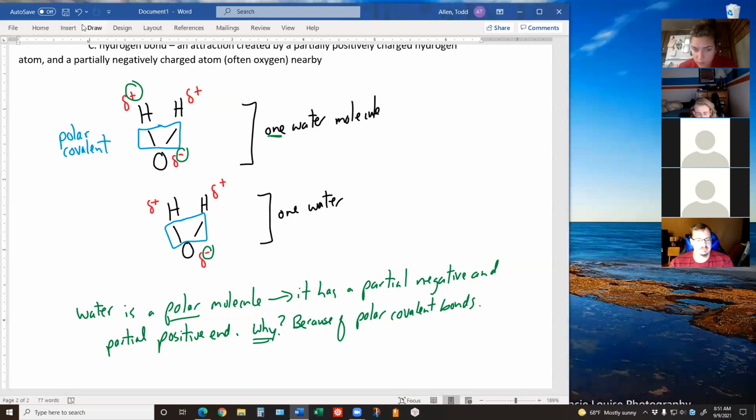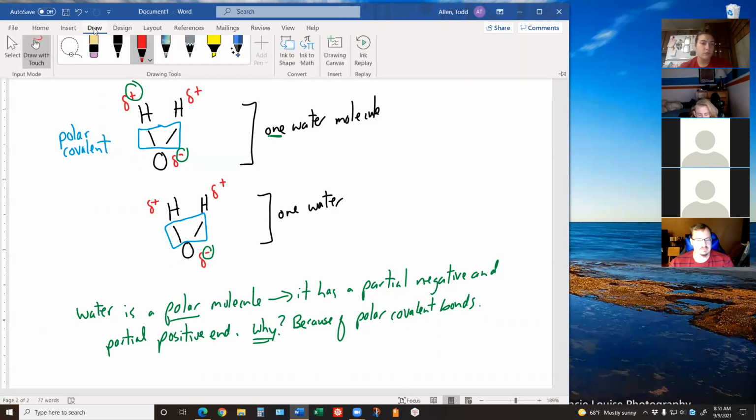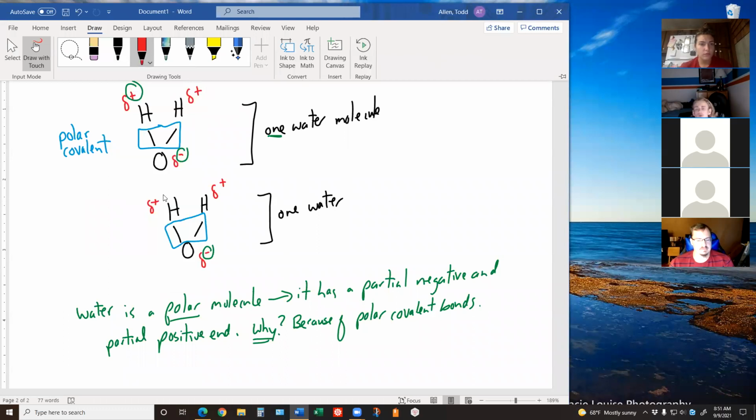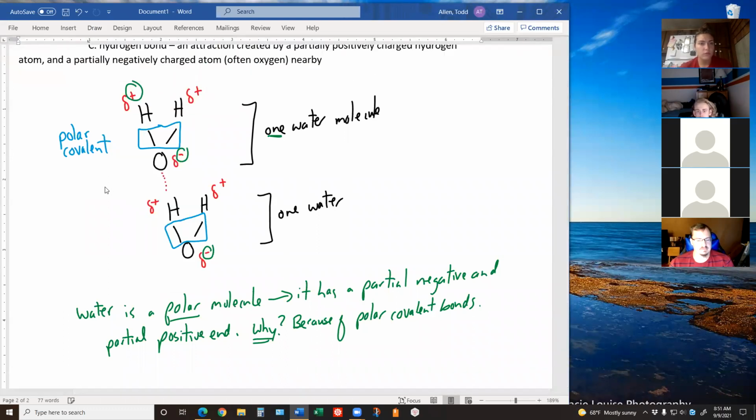Folks, what I'm trying to get you to see is when you have two water molecules or two of anything that are individually polar, what you will do is create a scenario where you have a negative end of one molecule sitting next to a positive end of another molecule, and that is the foundation for the attraction, which is the hydrogen bond.